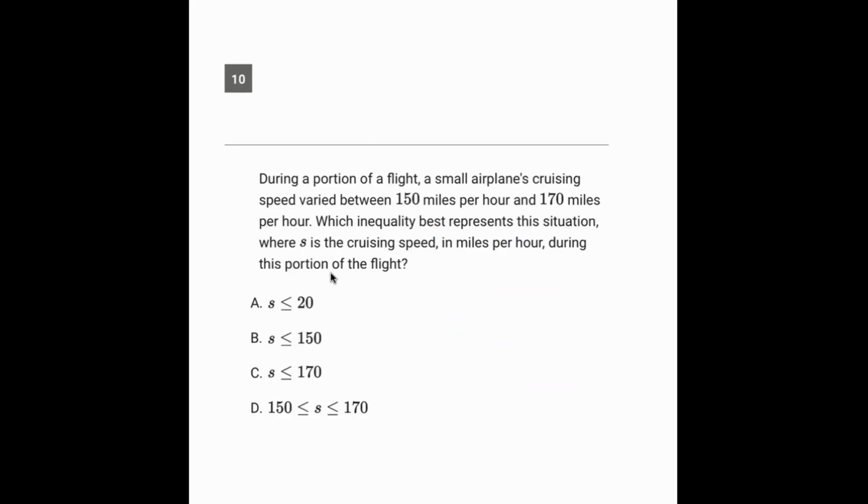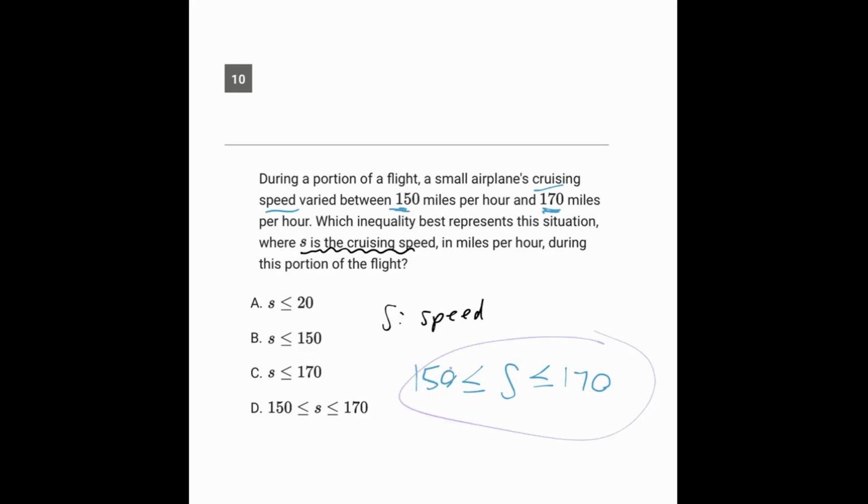Now going to question number 10. Here we're being told that s is the cruising speed. So let's write that here. We're also told that the cruising speed is between 150 and 170. So s can be smaller than or equal to 170, or it can be greater than or equal to 150. And this 3-part inequality matches answer choice D here.